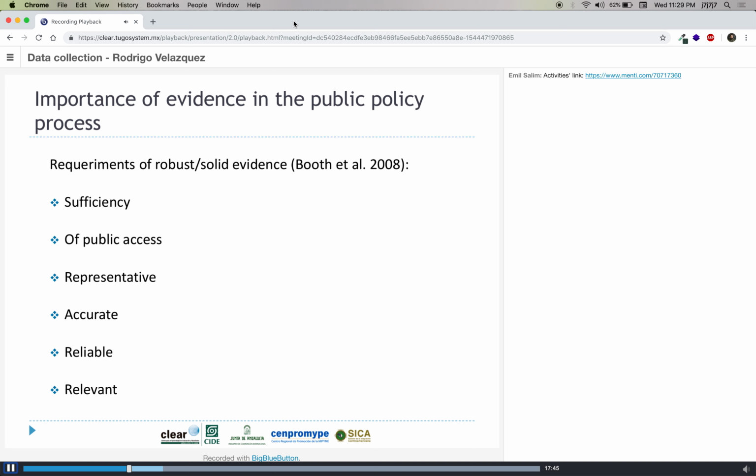But what happens when it is not enough or sufficient? Well, when that is the case, we are going to have a lot of questions or a lot of doubts, and maybe the decision maker or the public who is analyzing this public policy is going to start doubting, and they are not going to be that involved in the public policy.